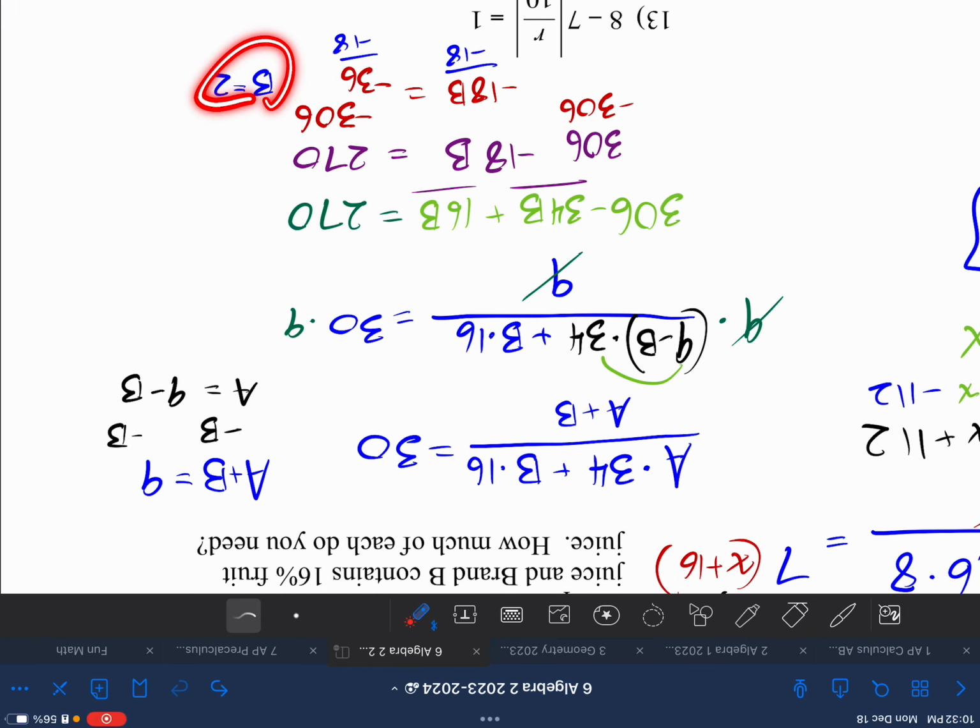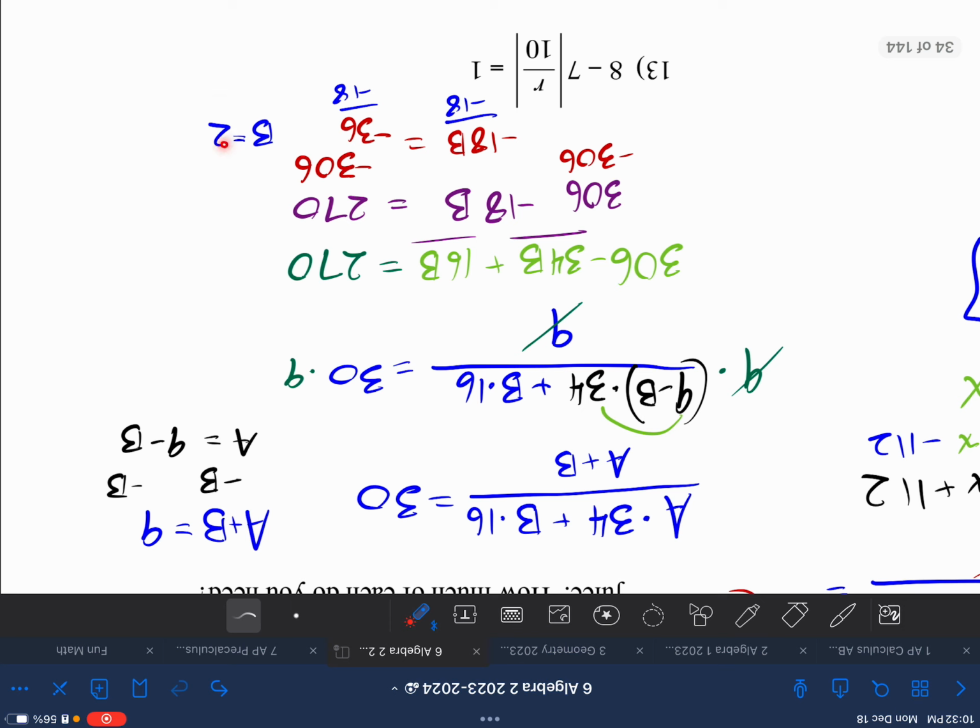Were we trying to solve for b? What were we trying to solve for? How much of each do you need? Well, B is 2, so we need A and B. How do I get A? To find A, take B and then do 9 minus that amount. So 9 minus 2 is going to be 7. So I can say A is going to be equal to 7.